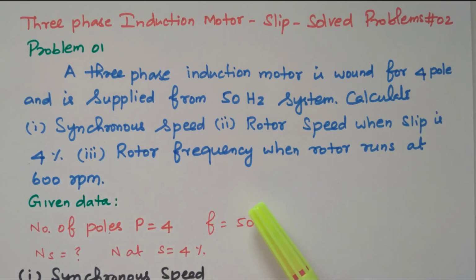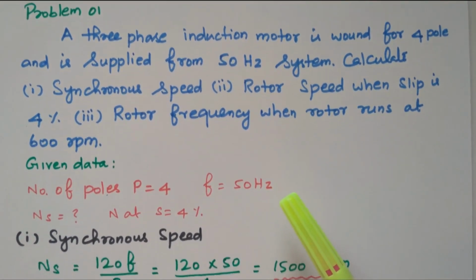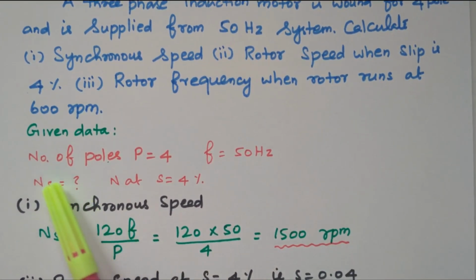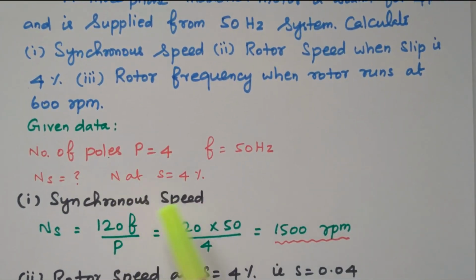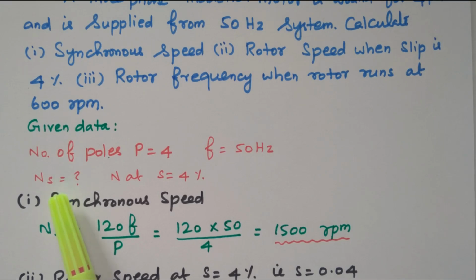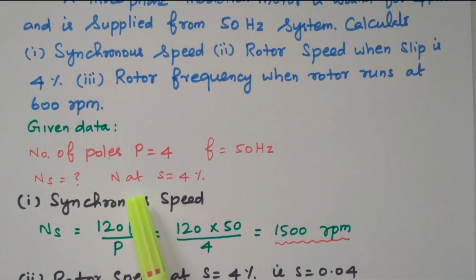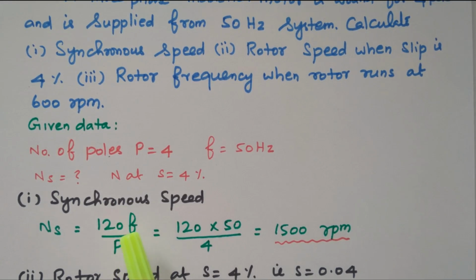Now we will analyze the given data. The number of poles is given as 4, P equal to 4. The supply frequency is given as 50 Hz. So first we need to find the synchronous speed and speed of the rotor at 4% of the slip, then rotor frequency. First we will see the synchronous speed.